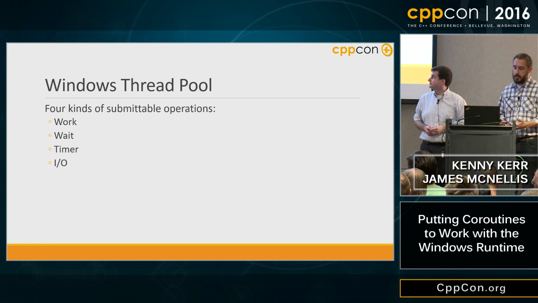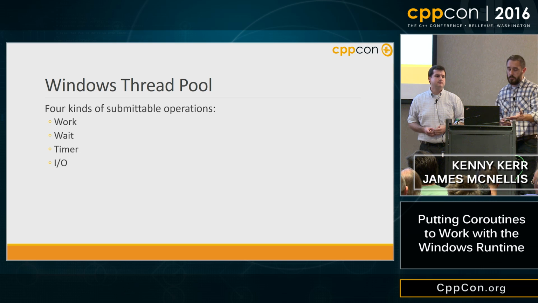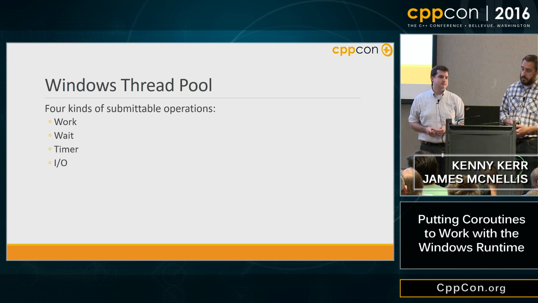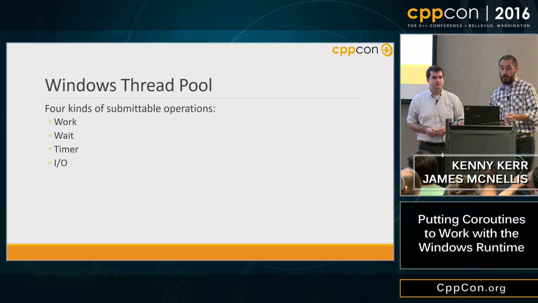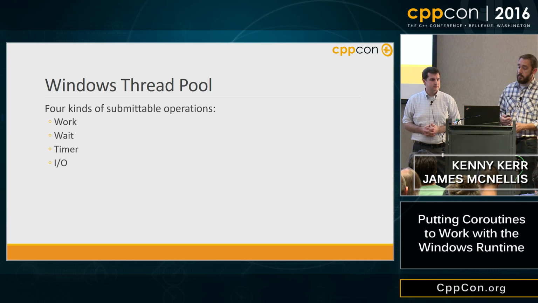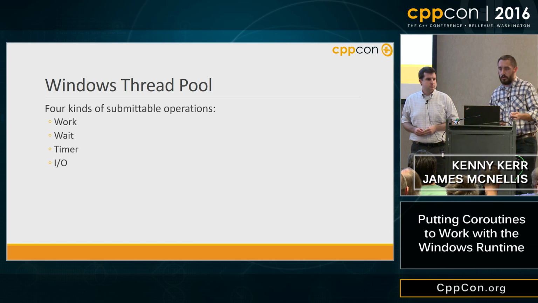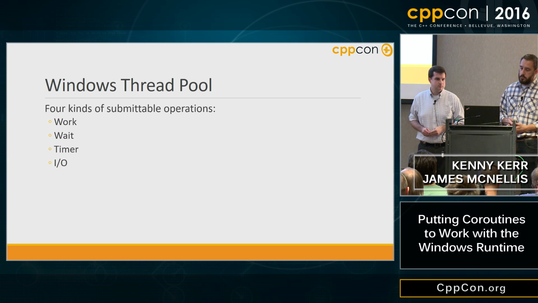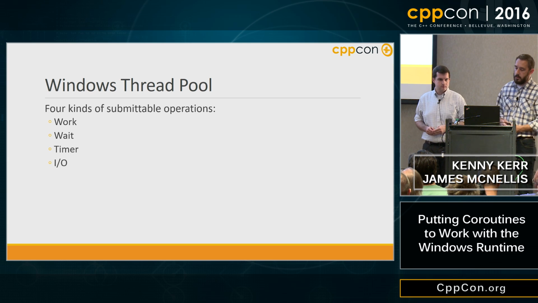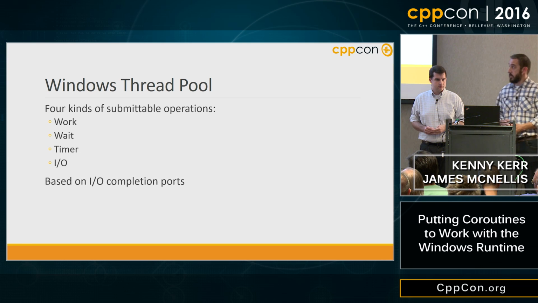As a work object, which is basically, here's a callback that you can put on the thread pool to execute at the earliest convenience. Another one is wait, which is basically call me back on the thread pool when a certain kernel event object has become signaled. Timers are another example where you can say, run this callback when a certain timeout occurred or a certain time in the future. And then I/O. Overlapped I/O is obviously the thing that the Windows thread pool was built on and built for. It does incredibly scalable I/O on the Windows thread pool.